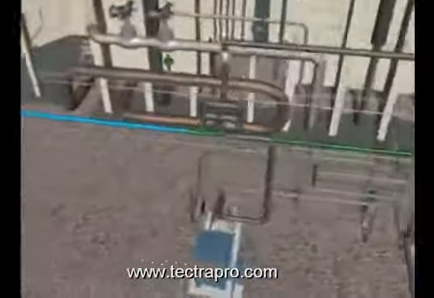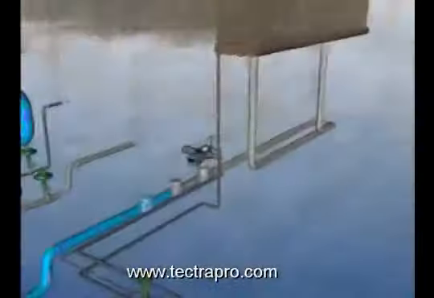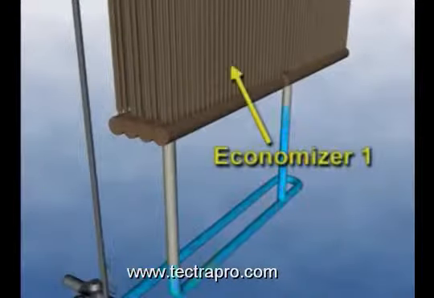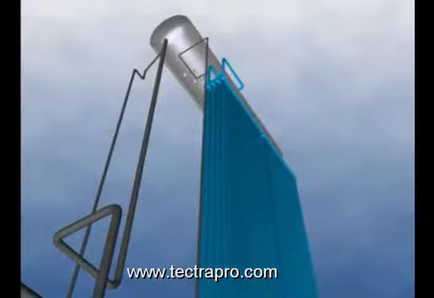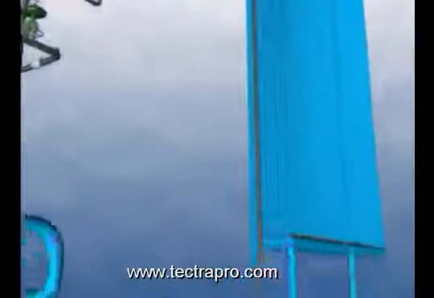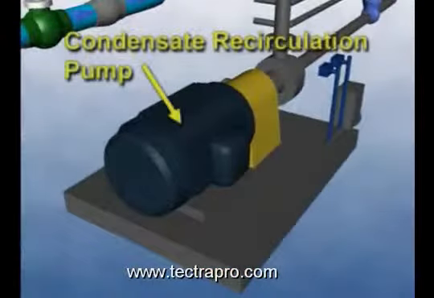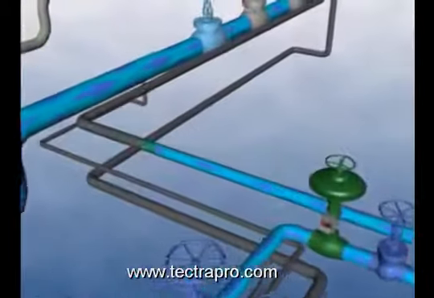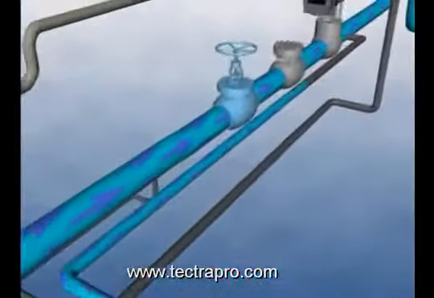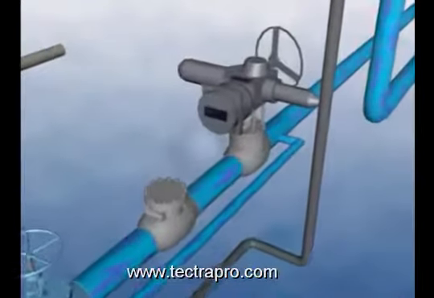The condensate pumps then pump the condensate through a control valve to the low-pressure economizer. In addition to condensate flowing to the low-pressure economizer through a control valve, a condensate recirculation pump can recirculate some of the condensate back through the economizers 1 and 2 to assist with increasing water temperature.